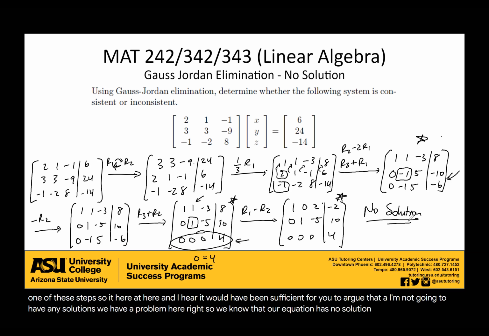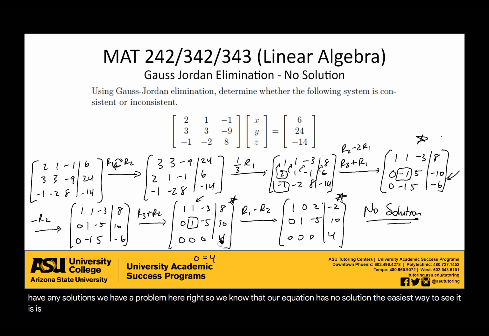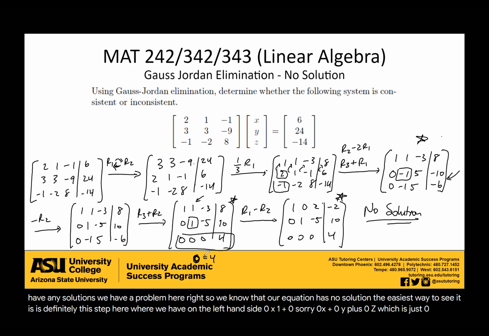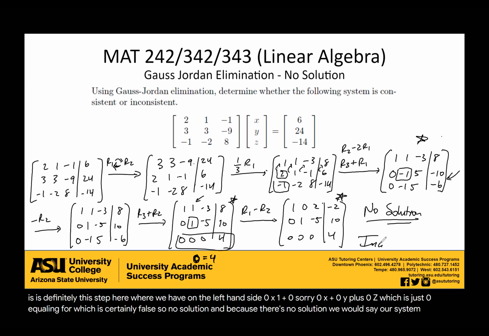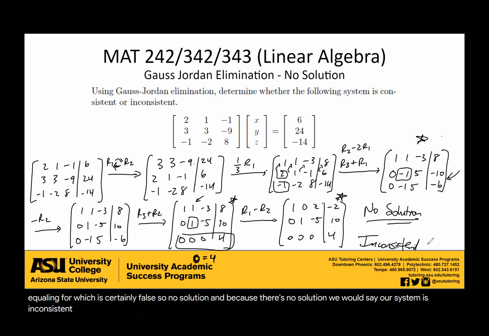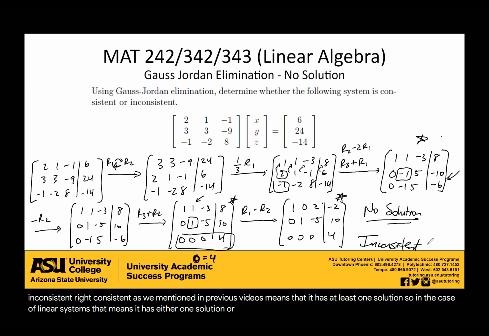And again, the easiest way to see it is definitely this step here, where we have on the left-hand side 0x plus 0y plus 0z, which is just 0 equaling 4, which is certainly false. So no solution. And because there's no solution, we would say our system is inconsistent. Right? Consistent, as we mentioned in previous videos, means that it has at least one solution. So in the case of linear systems, that means it has either one solution or infinitely many. If it has no solution, we say it's inconsistent.